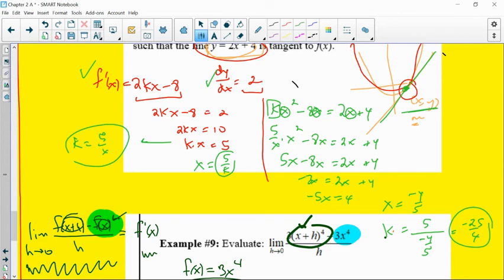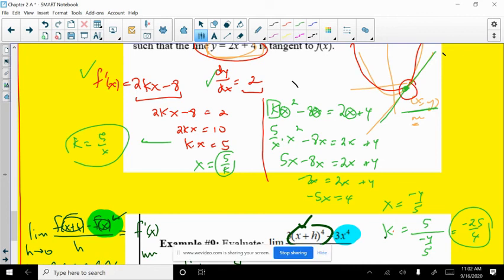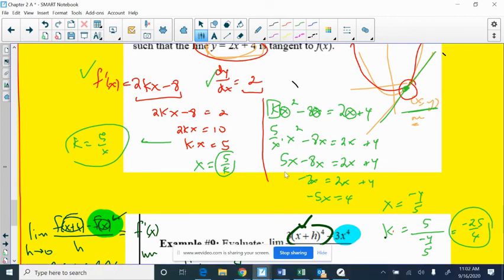Okay, so like I said, I wanted to walk through those two examples because we didn't get a chance yesterday. But if you have any questions, definitely let me know.